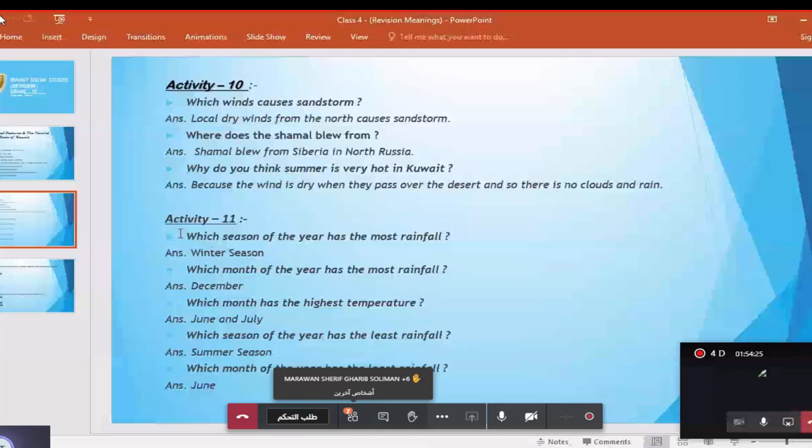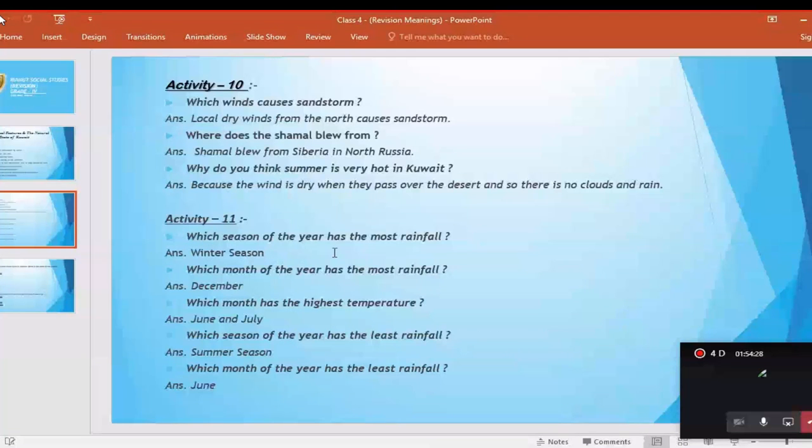Now, which season of the year has the most rainfall? Winter season. Yesterday we have done this. Which month of the year has the most rainfall? December. Which month has the highest temperature? June and July. Which season of the year has the least rainfall? Summer season. Which month of the year has the least rainfall? June. Okay, now, only 5 minutes to write this because we are going to continue with the next activity.